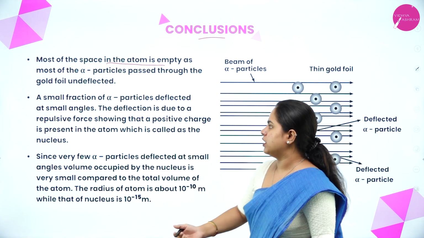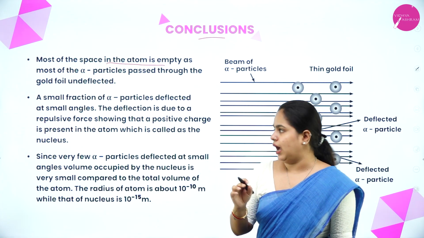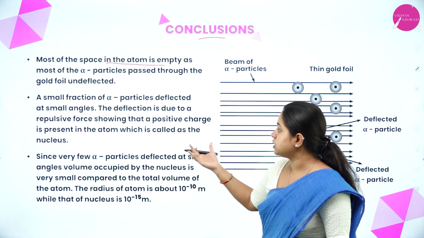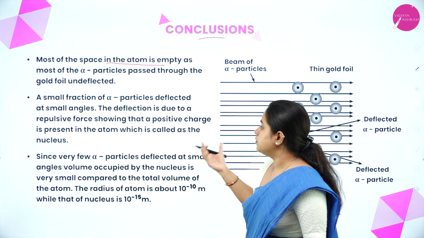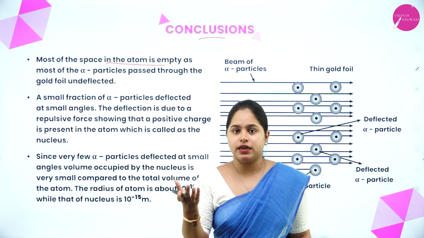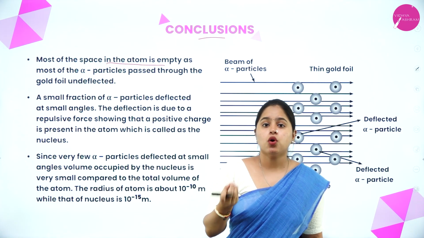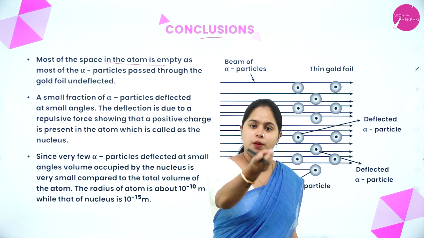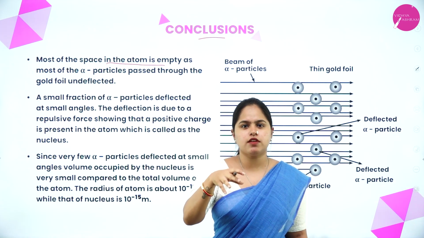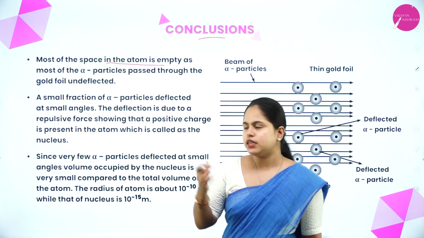Right. Now the second one, a small fraction of alpha particles deflected at small angles. So the deflection is due to a repulsive force showing that a positive charge is present in the atom, which is called the nucleus. Right. So we know that the alpha particle that we are directing towards the gold foil is positively charged, right? If the alpha particle is showing deviation, that means there must be some positively charged particle present inside your atom, right? So that is what is written here.